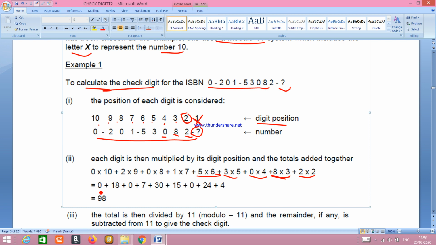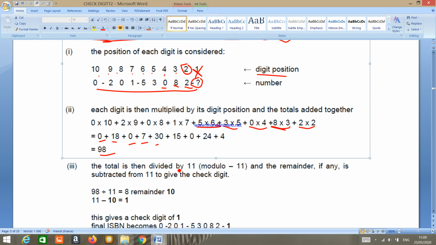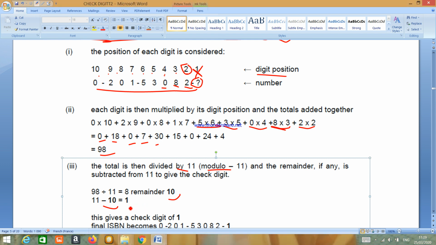When you multiply, what you get are the products. What do you do with the products? You add the products. When you finish adding the products, you get the total. Next step, you divide the total by 11 because the algorithm is modulus 11. When you divide by 11, you get a remainder. The remainder is 10. Then 11 minus the remainder because you are doing modulus 11. So 11 minus 10, the answer is 1 and the check digit is 1.